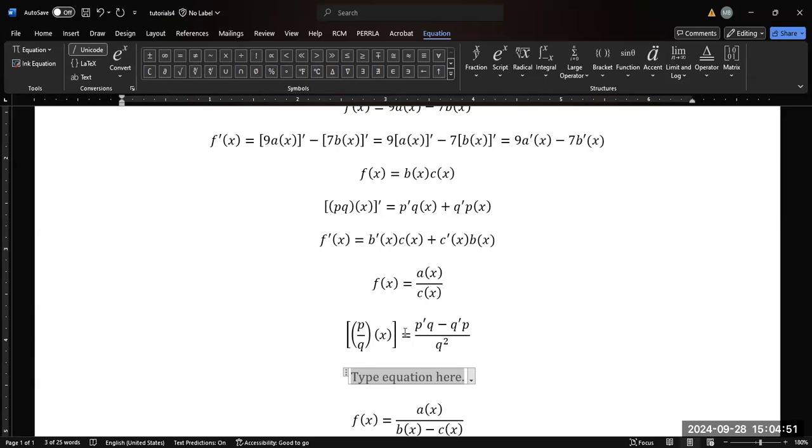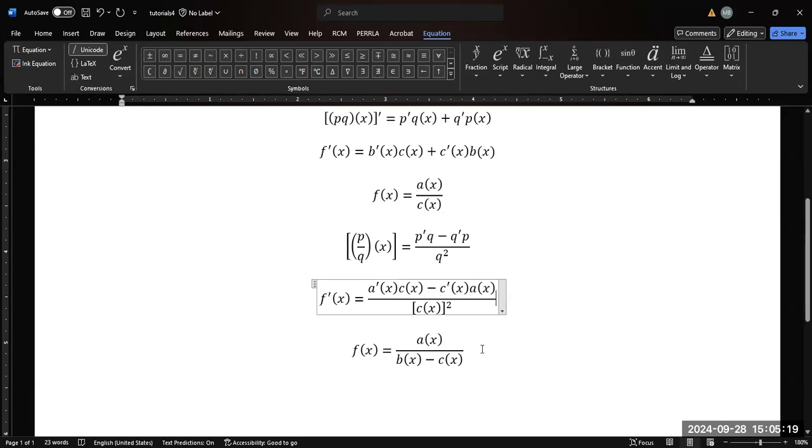All right, so for this problem then, f prime of x would then become a prime of x c of x minus c prime of x a of x, divided by c of x quantity squared.